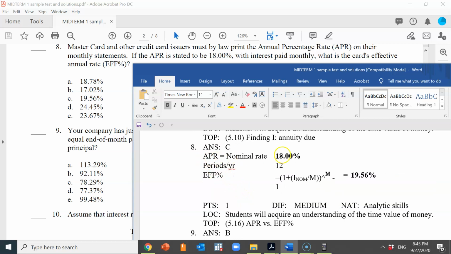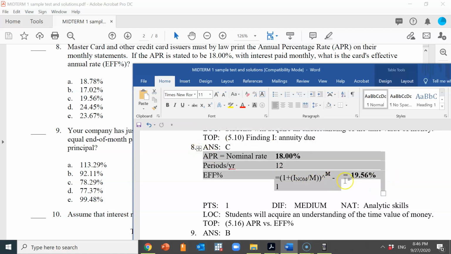So we can use this 18% divided by 12 plus 1, to the power of 12, minus 1. Using the formula, we could also get the effective annual rate as 19.56%.